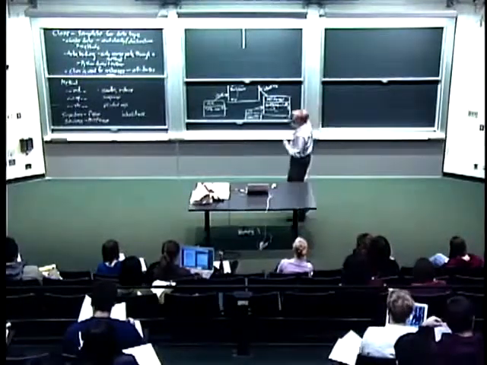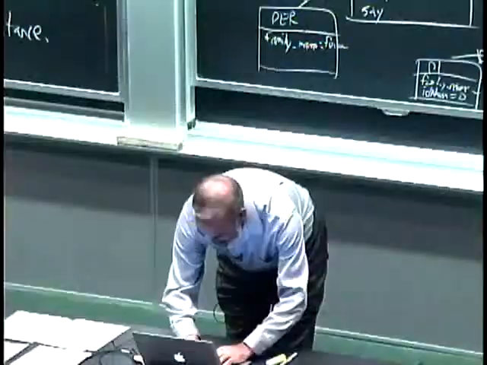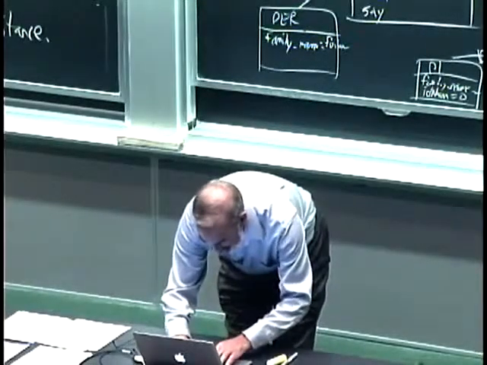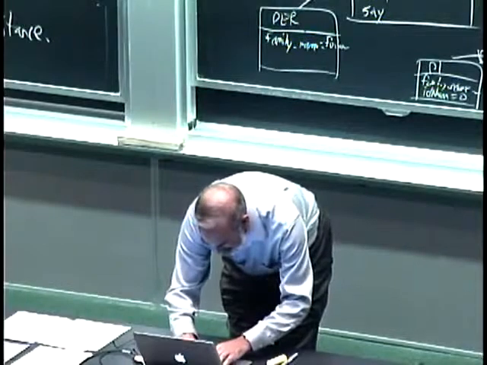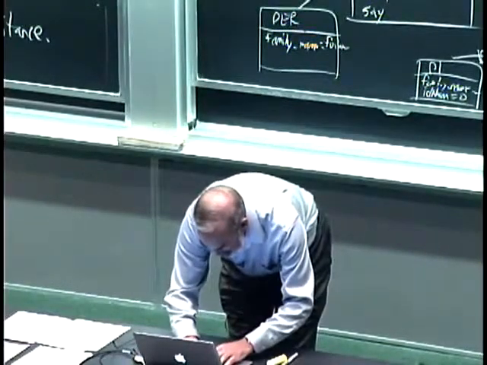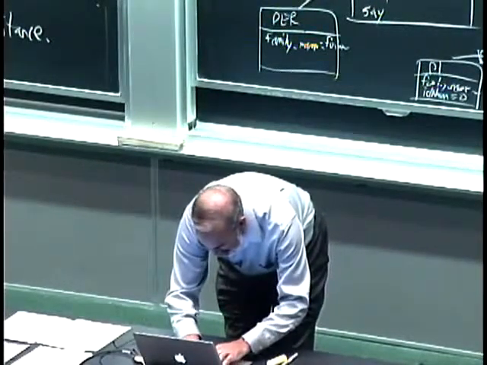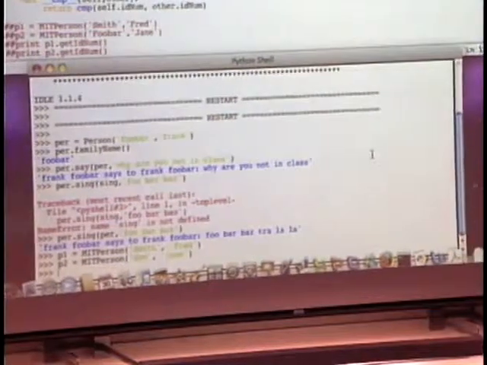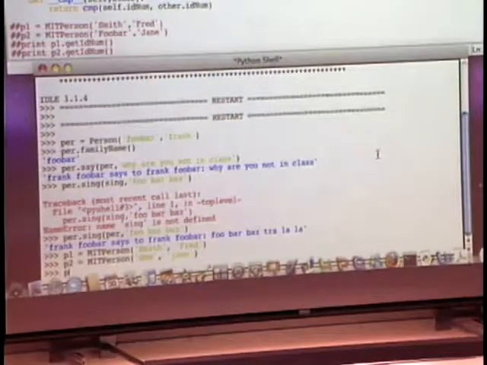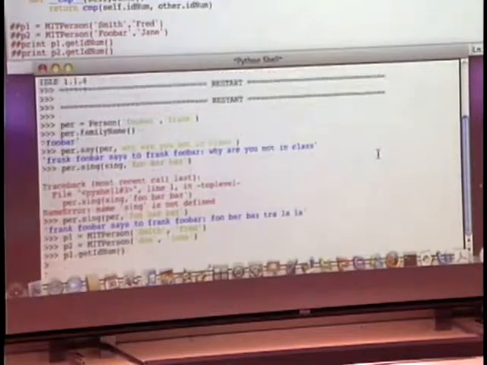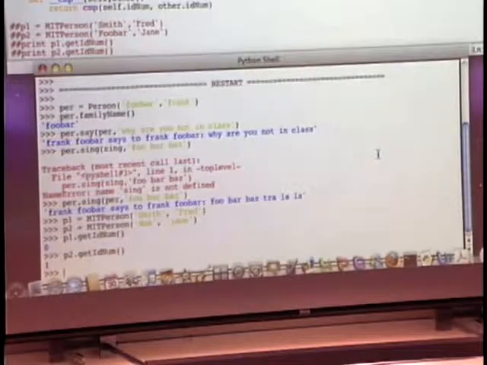And when I use it, every time I generate an example, let me build another one. If I make P2, another MIT person, I can do things like saying, what is the ID number for each of these? First one is 0. Second one is 1. Which makes sense, right? I'm just incrementing a global variable.